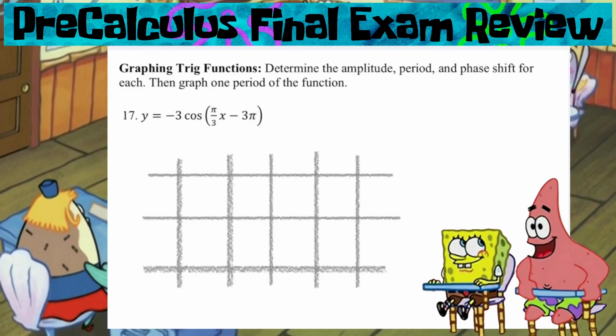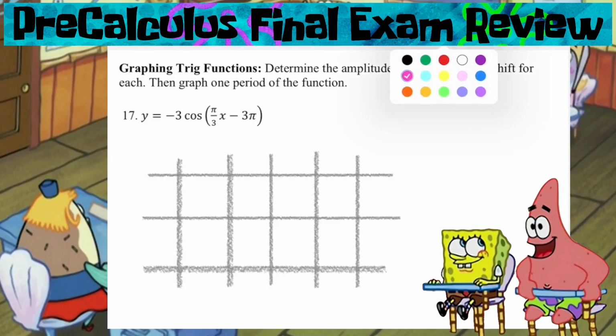Hey everybody, in this video we are graphing the cosine function you see on the screen right now, y equals -3 cosine of the quantity pi over 3x minus 3 pi. We will be finding the amplitude, period, phase shift, and then graphing one period of the function. This is number 17 on a playlist of pre-calculus final exam review material. So let's get into it.